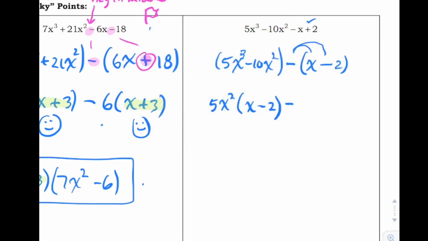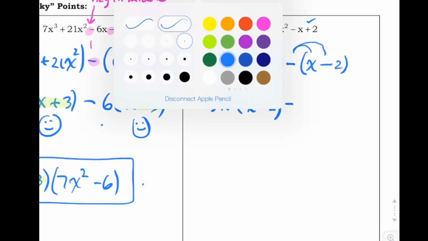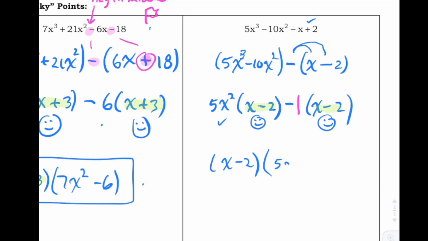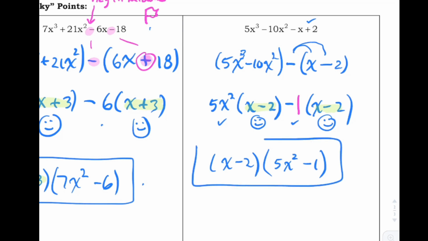And this is my next point that I wanted to make. You can always at least pull out a 1. I know it barely counts as pulling anything out, but you could pull out a 1. The reason I want to do that is just to make the next step easier to see. So I do have my two common terms, an x minus 2 here and an x minus 2 here. I'm going to pull out the x minus 2, leaving behind a 5x squared from the first term and a minus 1 from the second term, just like that.